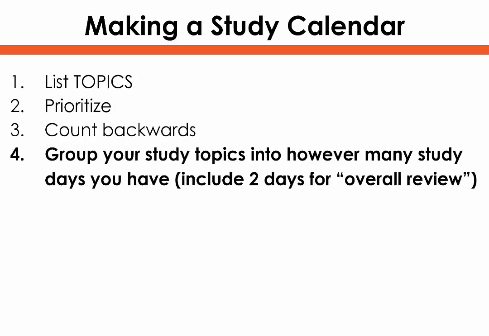Group your study topics into however many study days you have left. So for example, if you count 13 days, then you're going to use that to help you break up your study topics. Make sure to include a couple of days for overall review. This helps make sure you have time to catch all those little things, and also in case your studying doesn't go quite as well as you had planned, you have a bit of extra time left at the end.